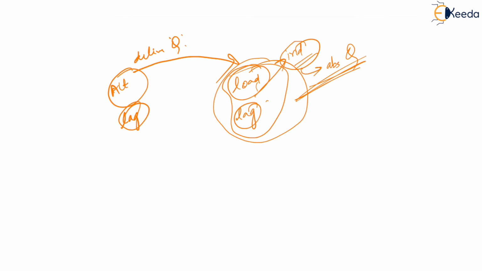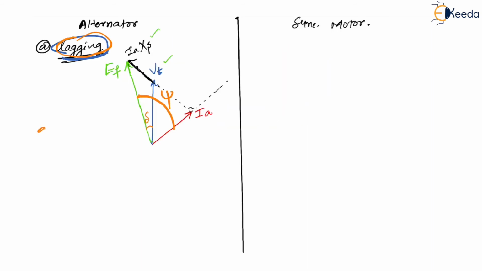Is that right? Yes. So definitely this is going to deliver Q. And we have already seen that an overexcited synchronous machine always delivers Q. Is that correct? Yes. So definitely this is going to be overexcited. If you don't understand why it is overexcited, let me show you something.